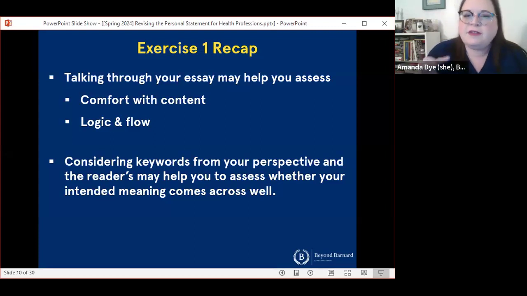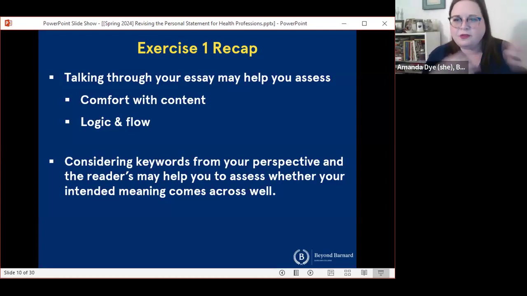I also think that considering the keywords from both your perspective and the perspective of the reader really helps you to assess whether your intended meaning is coming across well. That's a really, really important thing because, as we know, reactions to writing are quite subjective, and people are going to be influenced in their reaction by their own world knowledge and their own experiences. So you want to make sure that another person at least can understand things the way that you're understanding them in the context of this statement.